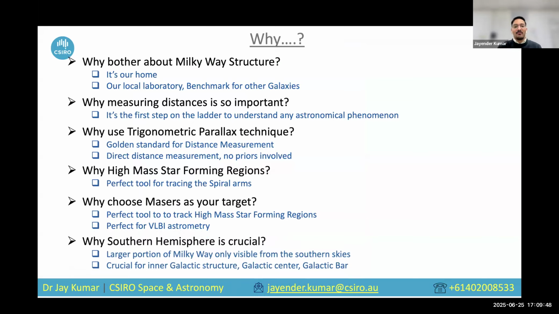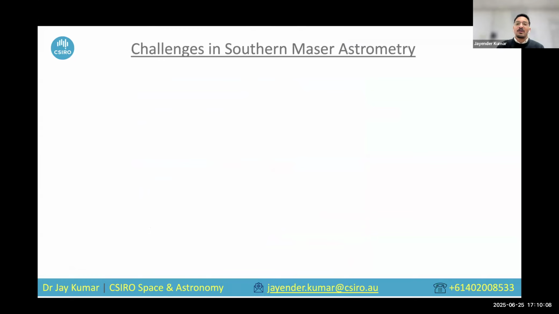So there's one more reason why the southern hemisphere is crucial. It covers so much of our Milky Way which we can't access from the northern hemisphere, which includes the galactic bar and galactic center. I mean, of course, you can observe the galactic center from the northern hemisphere as well. And these arms.